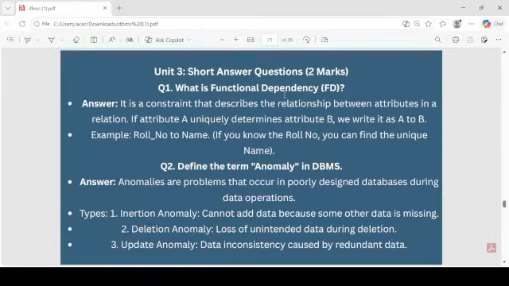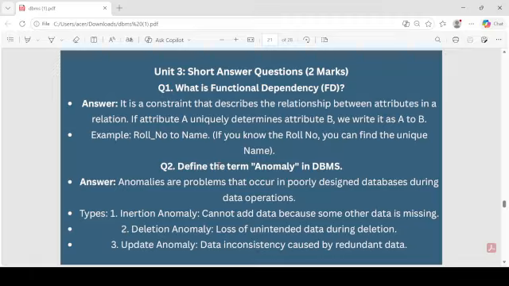Now let's talk about them. The first question is, what is functional dependency? It is a constraint that describes the relationship between attributes in a relation. If attribute A uniquely determines attribute B, we write it as A to B. This means an attribute depends on another, making a relationship between them. For example, roll number to name: if you know the roll number, you can find the unique name. So this is functional dependency. You can explain with a single example as well.